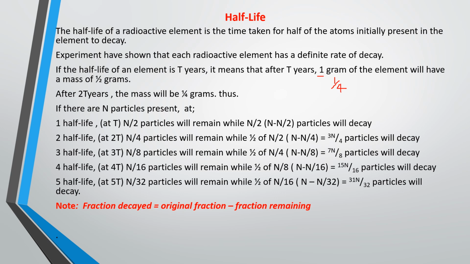Let me just say that at the first half-life, t years, the amount of the element that will decay will be half of it. Decay, I'll use d here. Then the amount of the element that will remain will be 1 over 2. I'll put an arrow there to tell you that d is decay, and the arrow is remain. So this is for the first half-life, or 1 half-life.